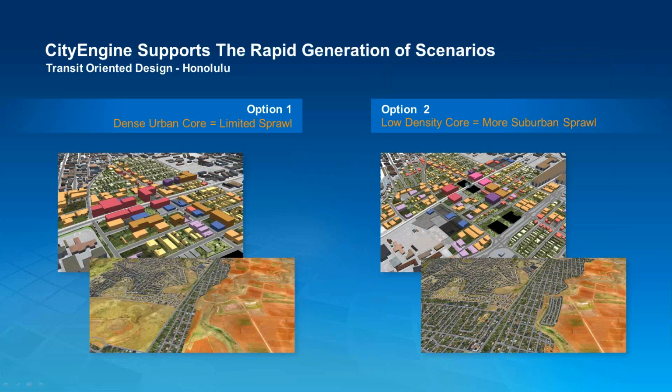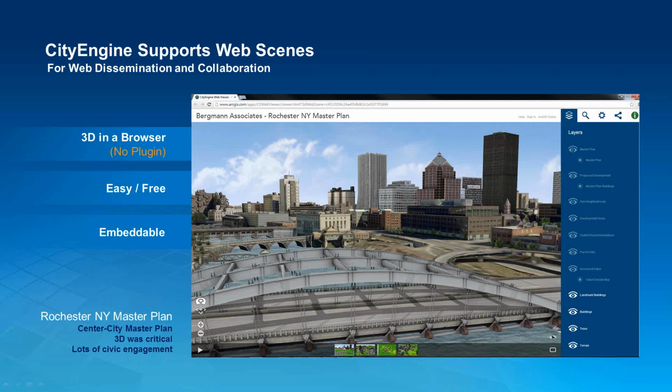CityEngine even supports rapid generation of multiple scenarios. So if you're creating a new development, we work well with this, such as this example that you're seeing here from Honolulu. And this would show potentially what an area could look like for suburban sprawl, so we can tie other GIS data into creating a 3D city.